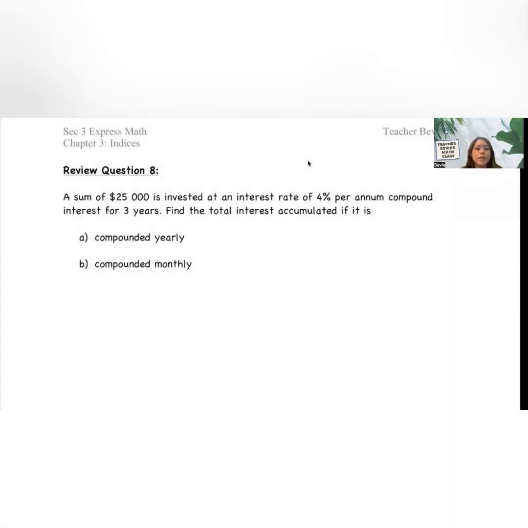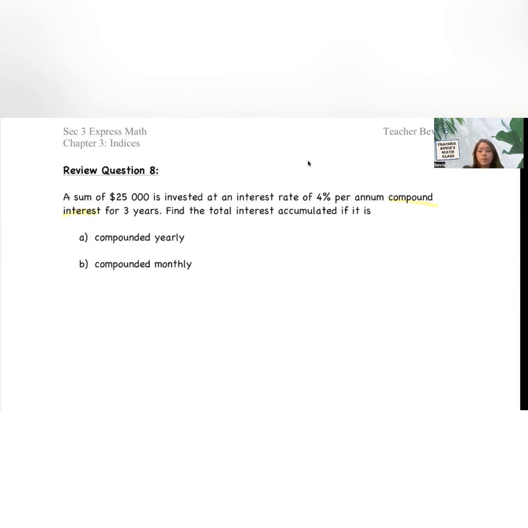For review question 8, a sum of $25,000 is invested at an interest rate of 4% per annum compound interest. Take note of this keyword, compound interest, for 3 years. I want to find the total interest accumulated if it is part A, compounded yearly, and B, compounded monthly.